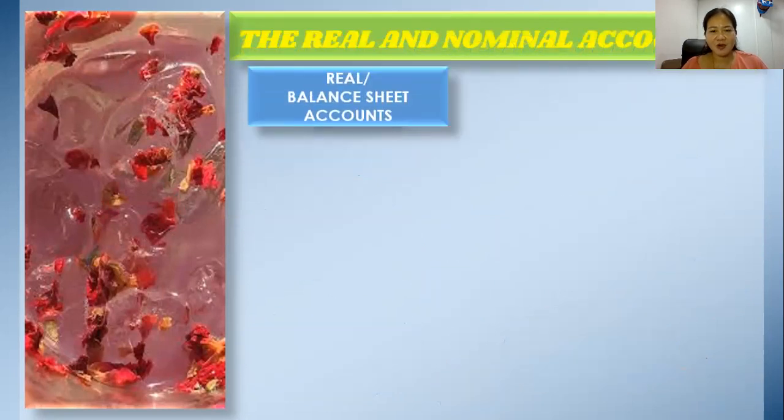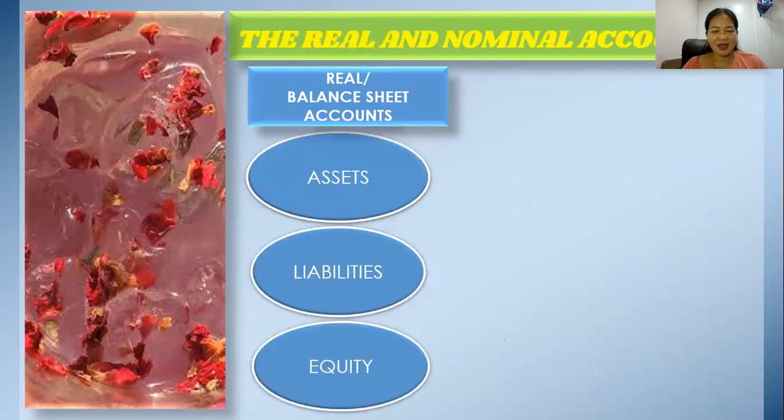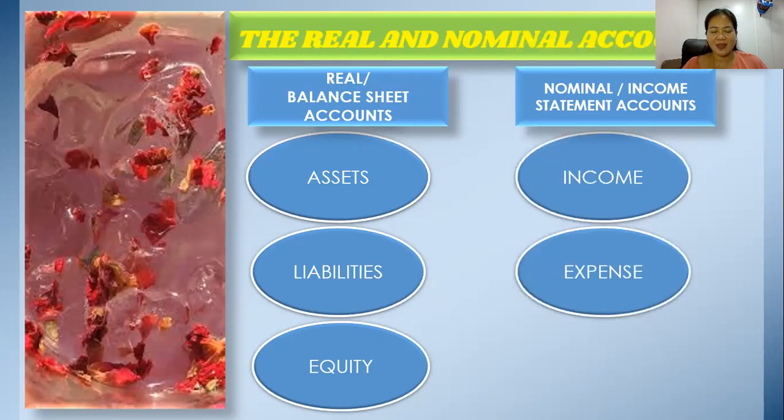Next, we have the real and nominal accounts. Real accounts or balance sheet accounts are assets, liabilities, and equity. Then nominal accounts are income statement accounts, and these are your income and expenses.